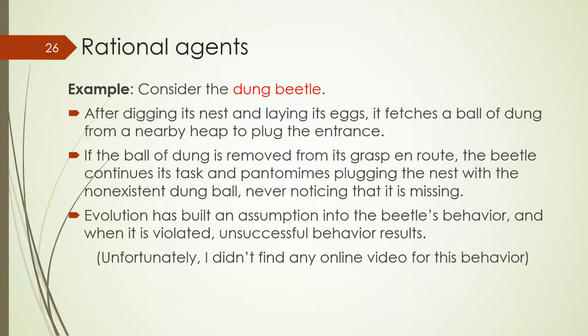If the ball of dung is removed from its grasp, the beetle continues its action in pantomime, actually. It just pretends that it's taking something, but there is nothing. Since the program is sort of fixed, it keeps pushing the ball to the nest. It continues doing that without having anything. So evolution has built an assumption into the beetle's behavior, and when it's violated, unsuccessful behavior results.